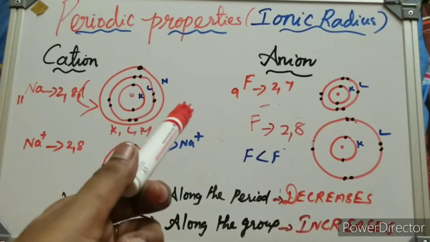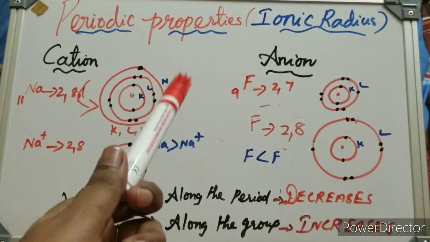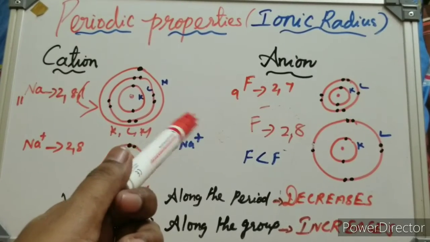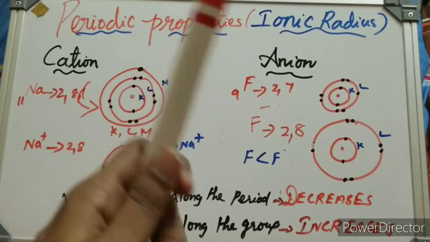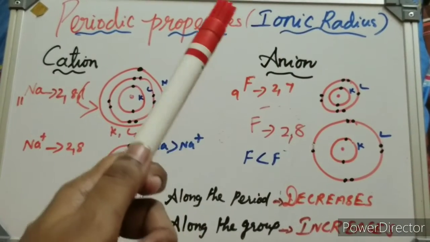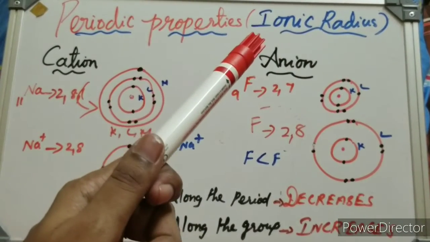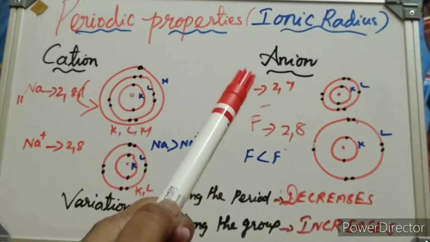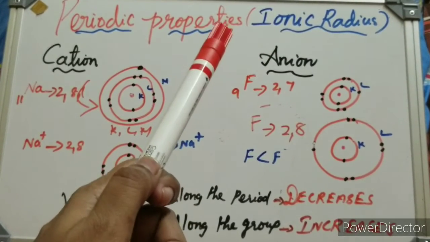So what is ionic radius? Ionic radius is the distance between the center of the nucleus and the electron up to which the nucleus experiences a force of attraction. That is measured as the ionic radius. In general, we know two types of ions.